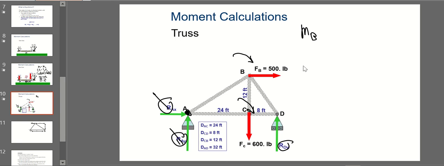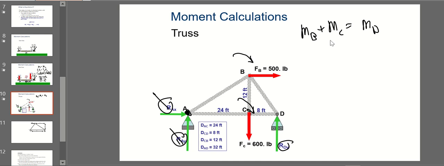It's also going to go clockwise. So I've got a moment at C. Two clockwise moments. This one is going to go the other way, so they're going to have to balance each other out. This is going to be my moment at D. So my two clockwise moments have to balance out my one counterclockwise moment.